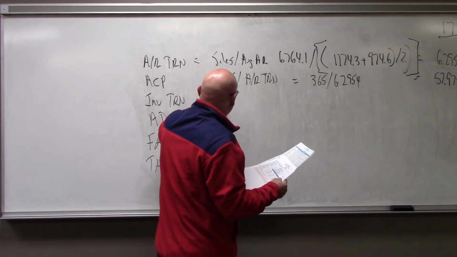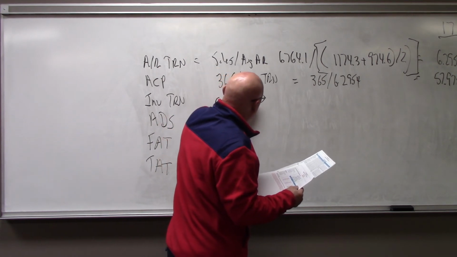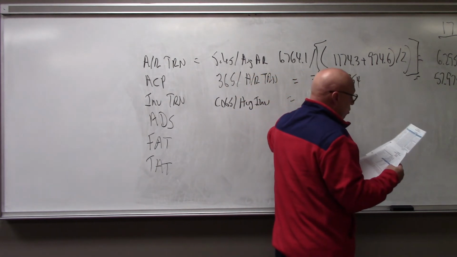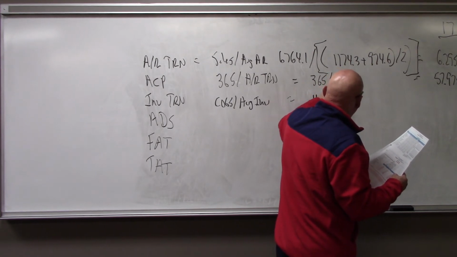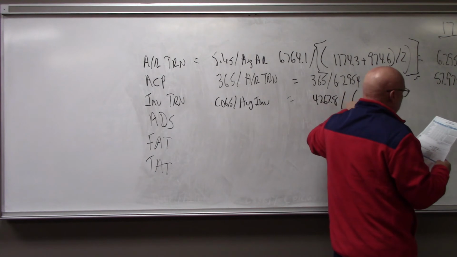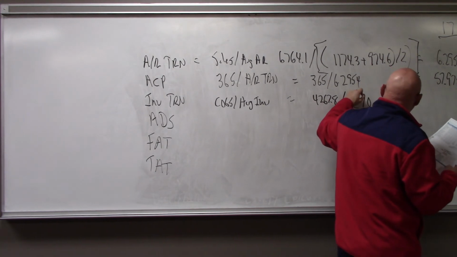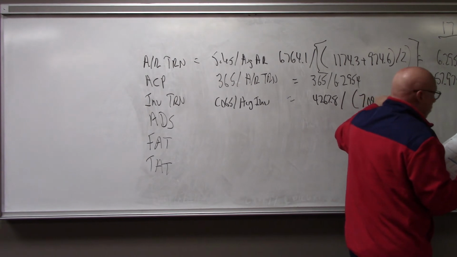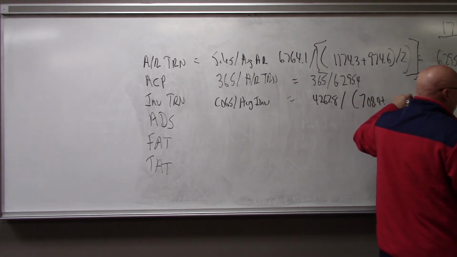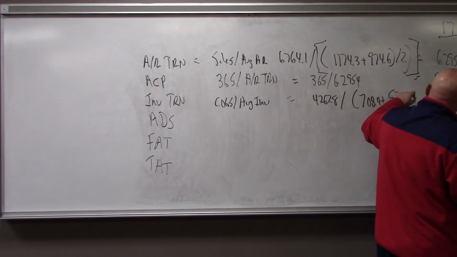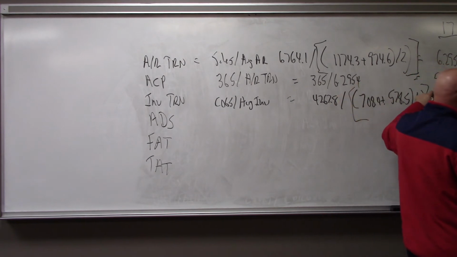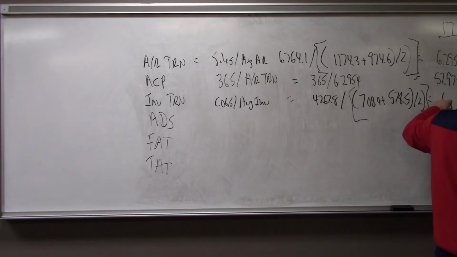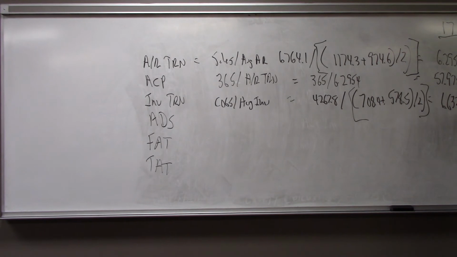So that's cost of goods sold divided by average inventory, and cost of goods sold is 4267.8 divided by average inventory 708.4 plus 578.5 divided by 2, and our inventory turnover is 6.6327 and 6.1791.